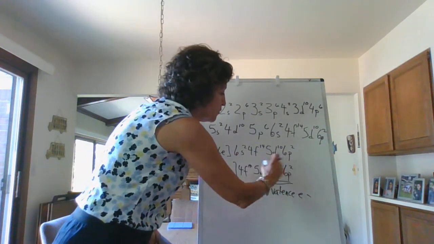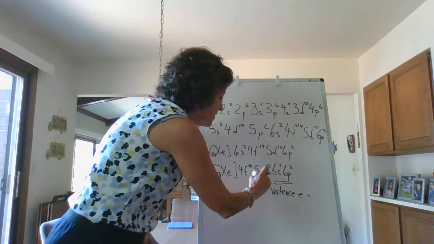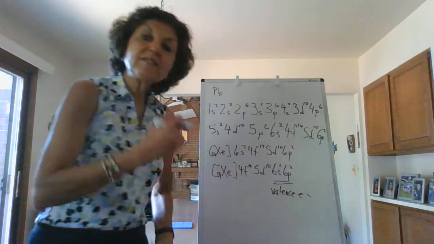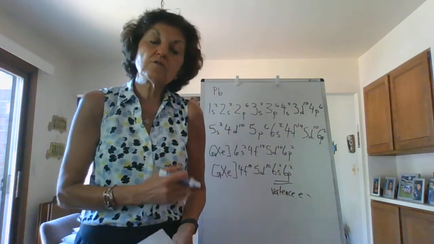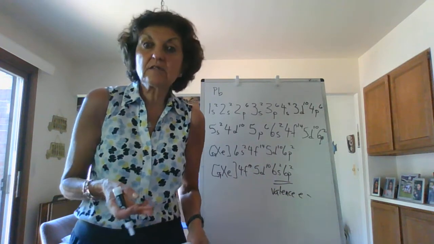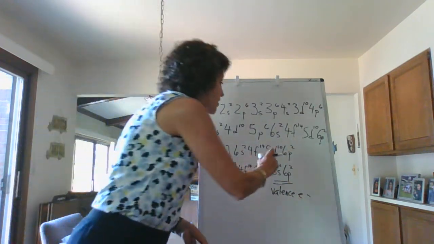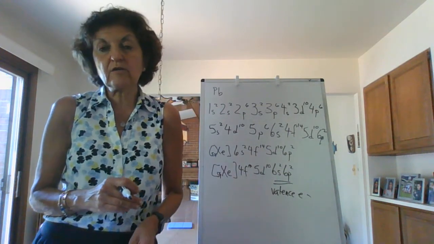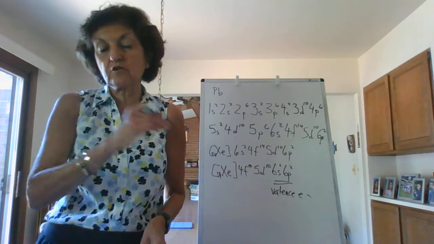6s2, 6p2, they're in the 6th shell. These are in the 5th shell. These are in the 4th shell. So it's always the outermost electrons. Those are the ones that are called the valence electrons. And when we do electron dot diagrams, we just use the valence electrons, which are the electrons in the outermost shell.